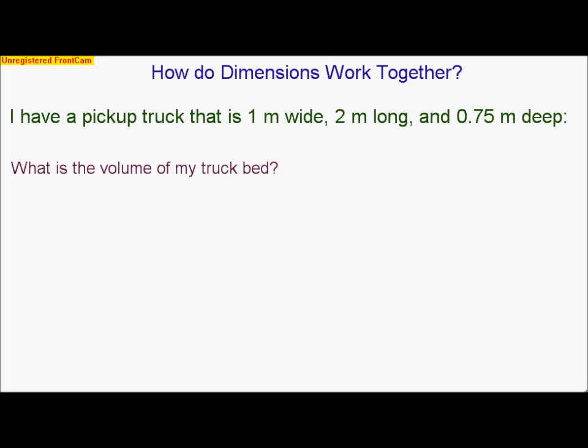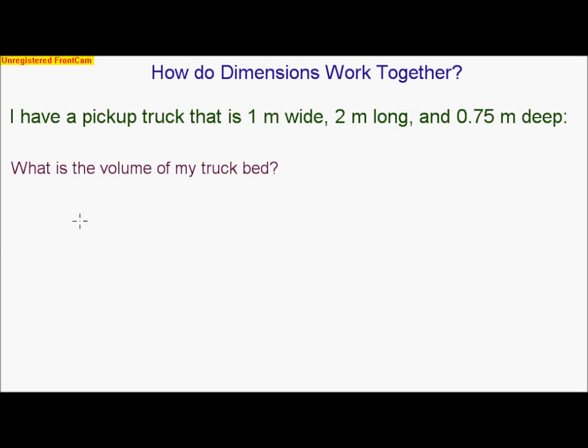So the next thing we're going to talk about is how dimensions work together. This should be a very straightforward thing for you guys. You already know how this works. But anyways, this weekend I'm going to go landscape my house. And I have a pickup truck that is 1 meter wide, 2 meters long, and 0.75 meters deep. What is the volume of my truck bed?